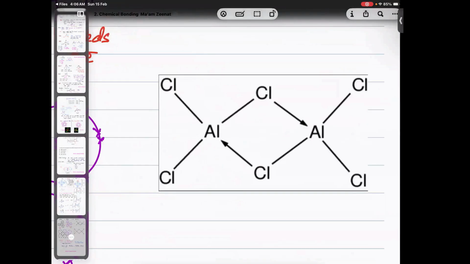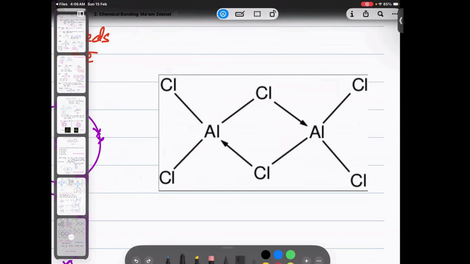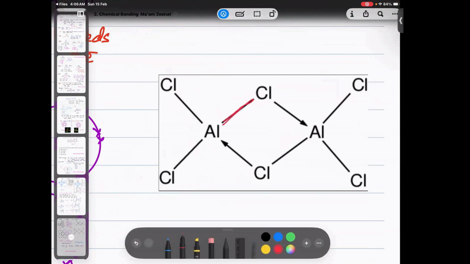Now, see, the one chlorine from one side it's covalent, and the other side it is dative. See, it's covalent, and here it is dative. It's covalent, and here it is dative. So how many dative bonds can you see in one aluminium chloride? In this, there are two dative. There is one covalent, two covalent, three covalent, four covalent, five covalent, six covalent. All these are your MCQs.